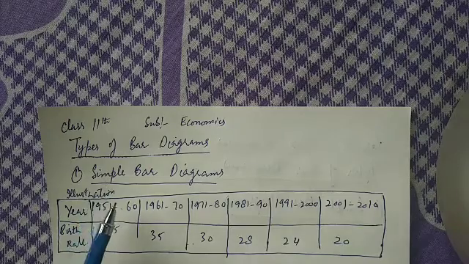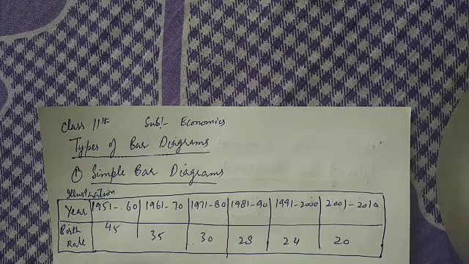Number one is simple bar diagrams. Simple bar diagrams are those diagrams which are based on a single set of numerical data. The different items or values are represented by different bars. Data relating to birth rate, death rate, production level of a commodity are generally presented in the form of simple bar diagrams. These bar diagrams present only a single set of numerical data.